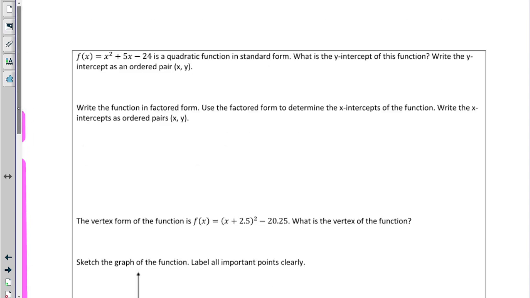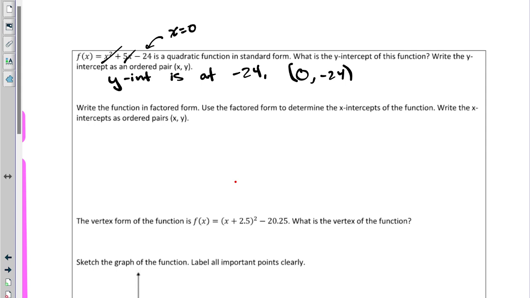All right. This one is all about quadratic forms and features. This is the very first test that we took, okay? This is a quadratic function in standard form. What is the y-intercept of this function? Well, the y-intercept is just the thing that's added or subtracted at the end, kind of like the y-intercept of a linear function, which means the y-intercept is at -24, which means the point is 0, comma, -24. Now you can figure that out by plugging in x equals 0. That would just get rid of this thing and this thing, which all that's left is -24.